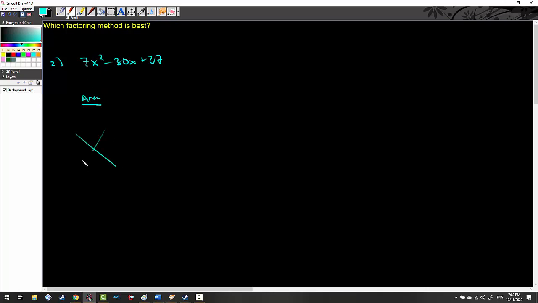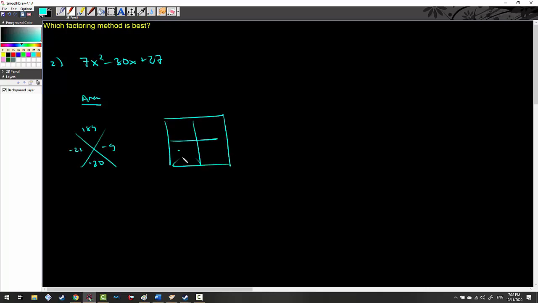The area starts off with the diamond, and 7 times 27 is actually kind of a large number. It's going to be 189. And the bottom number is going to be 30. This is where the area model and the grouping method get kind of hard, because now you have to know two numbers that are going to multiply to 189 and add to negative 30. It turns out those two numbers are negative 21 and negative 9. And so what that does is, again, into the area model we go.